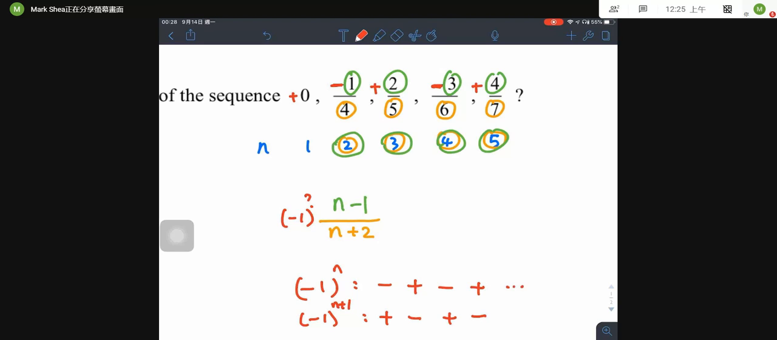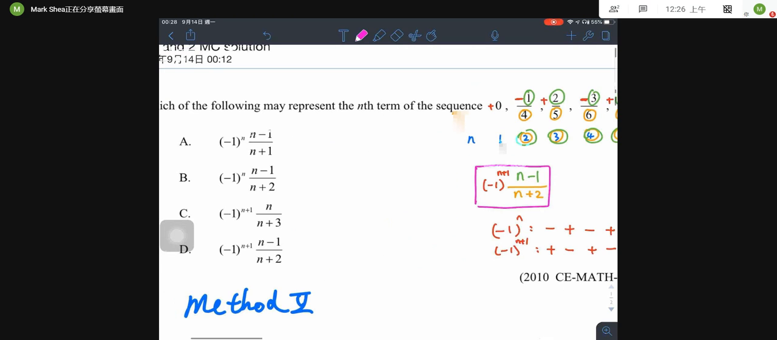Because when you put in different values of n, when n equals 1, minus 1 to the power 1 is negative 1, and minus 1 to the power 1 plus 1 is 1, which is positive. Therefore, we should have minus 1 to the power n plus 1 to indicate the sign of the sequence. After we consider the numerator, denominator and the sign, this will be the general term. So the answer is D. That's all.